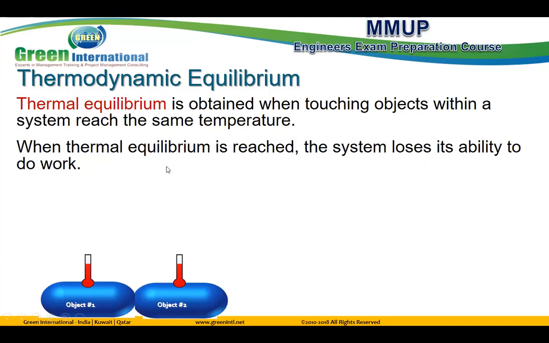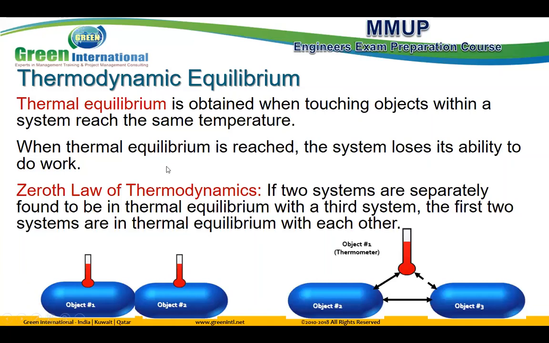Thermal equilibrium leads to the Zeroth law of thermodynamics. What is, briefly, the Zeroth law of thermodynamics? It says that if you have two systems that are separate, it means they are not in thermal equilibrium, because for thermal equilibrium they should be touching, but each one of them is in thermal equilibrium with a third system.